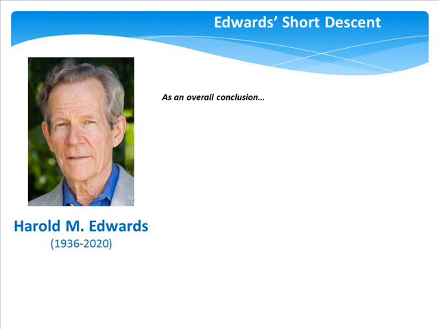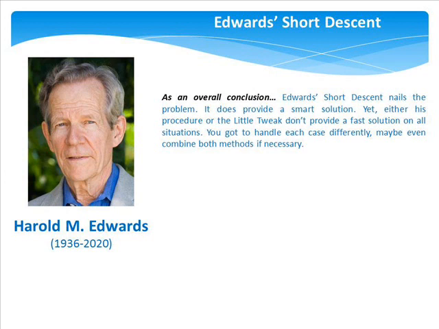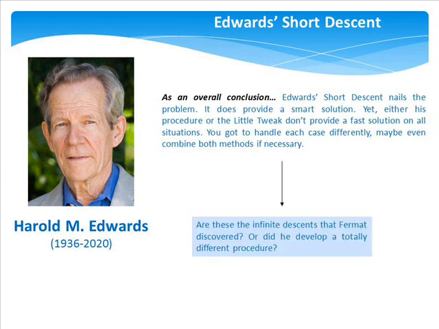As an overall conclusion, Edwards' short descent nails the problem. It does provide a smart solution. However, it's worth noting that neither his approach nor the little tweak provide a fast solution in all situations. You've got to handle each case differently, maybe even combine both methods if necessary. So our question arises: are these the infinite descents that Fermat discovered? Or did he develop a totally different procedure? Well, in the next sections, we'll see a variety of infinite descents.